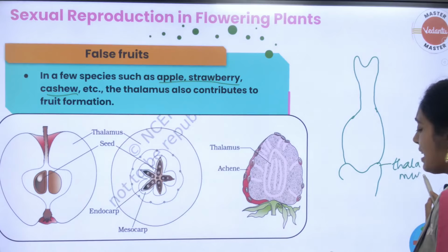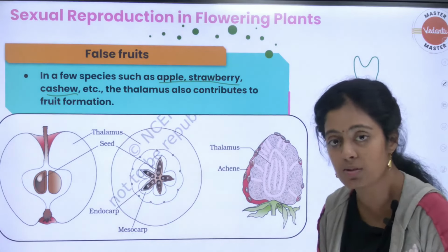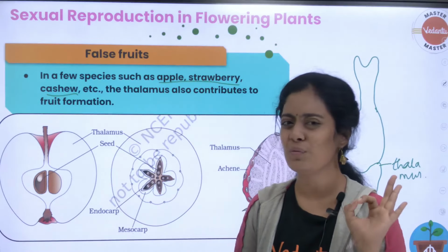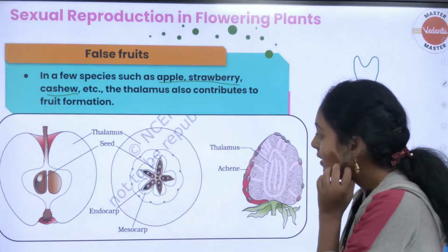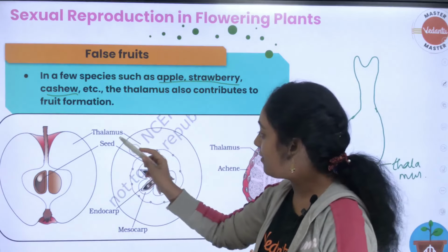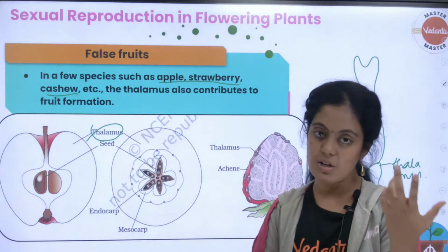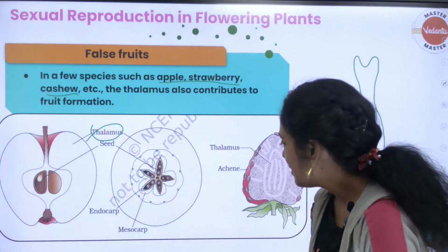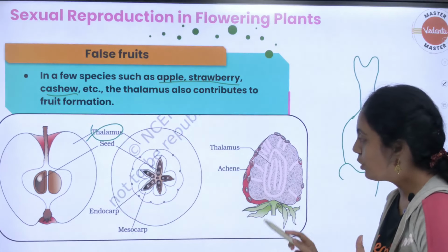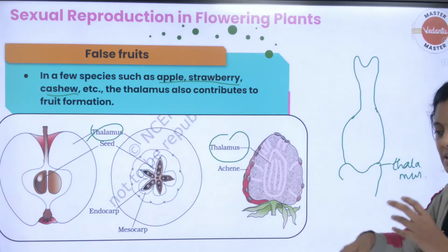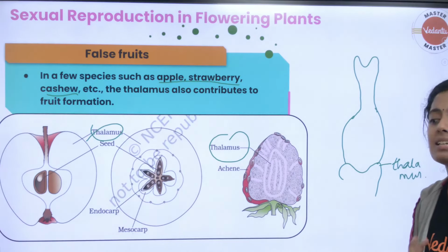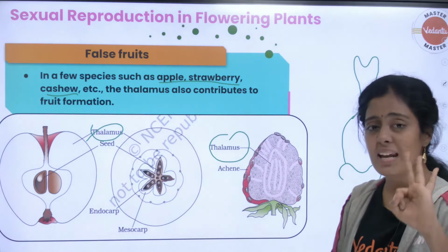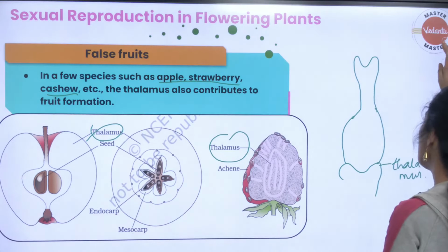Okay, when the thalamus also contributes to the formation of fruits, such fruits are called false fruits. Very, very important. So here, look, this is your apple. The thing which you eat in your apple, that fleshy part, is actually the thalamus. It's not the ovary. Okay, so here you can see how beautifully it is shown. Also in strawberry, the flesh which you actually eat is the thalamus. So strawberry, apple and cashew are three very, very important examples of false fruits.